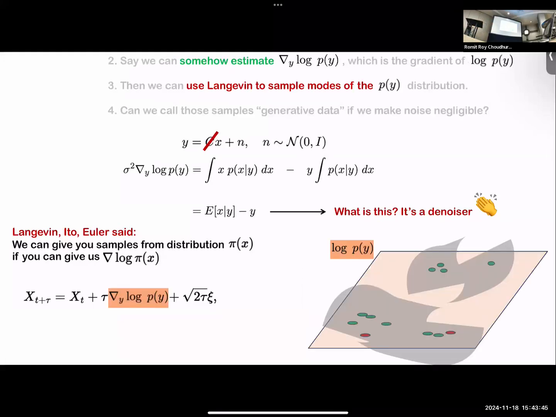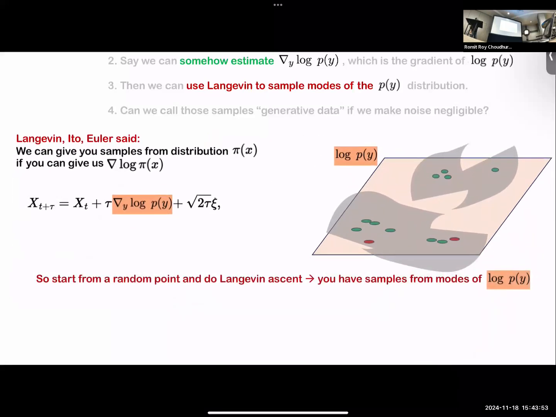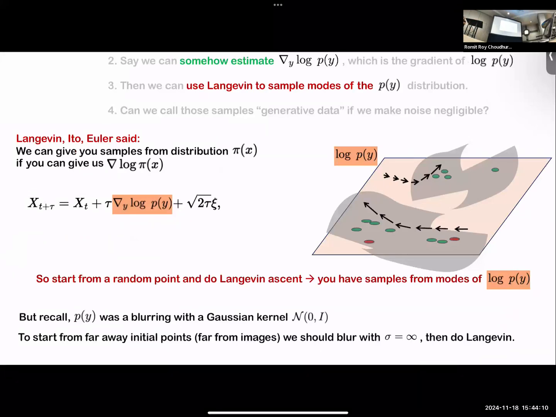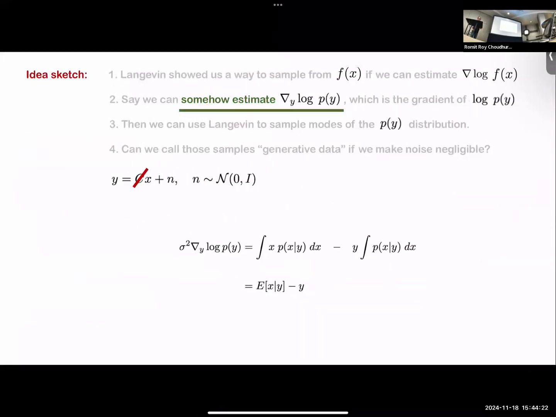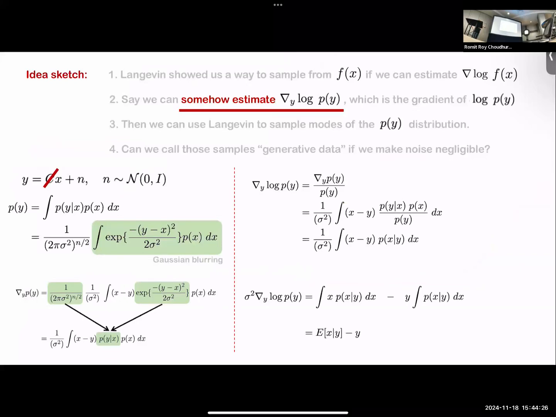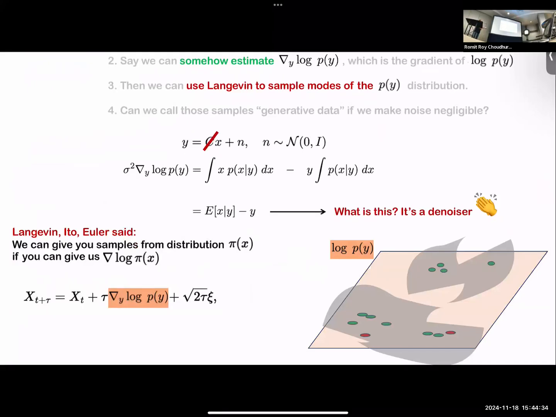Good. So you make that grad log pi y. This gray region is your log pi y. You do gradient descent on that. So start from a random point and do Langevin ascent. You have samples from log pi y. Right? You're doing ascent on the log pi y terrain. But recall pi y was a blurring with a Gaussian kernel. Why is pi y a blurring with a Gaussian kernel? Because of this equation, right? Pi y was taking pi x and blurring with a Gaussian kernel. Because I did that, this gray region is my original x points blurred with a Gaussian kernel, right? But I have a handle on log pi y.